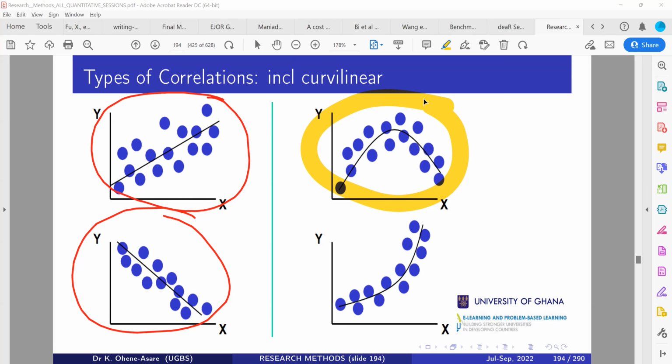Sir, it is positive from the beginning, and then midway, it changes to negative. Okay, that's wrong. What is the relationship in the top right one here? It's not positive. Yes, Sakite. No linear relationship.